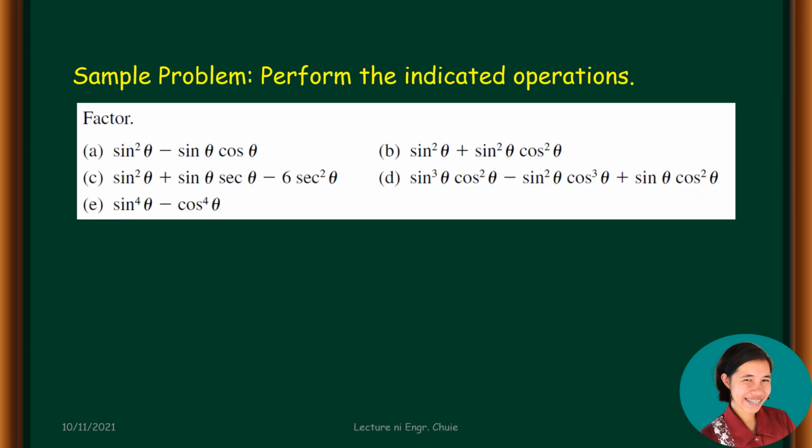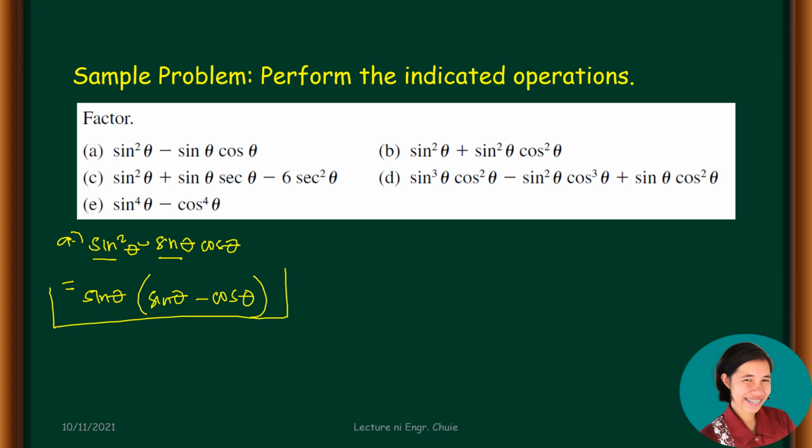Okay, for this problem, we need to factor out the given equation. Let's try letter A. A equals sine squared theta minus sine theta cosine theta. What can we factor out? We have sine here, and we have sine squared here. So this now becomes sine theta times sine theta minus cosine theta. This is now the simplest form since nothing more can be factored out.